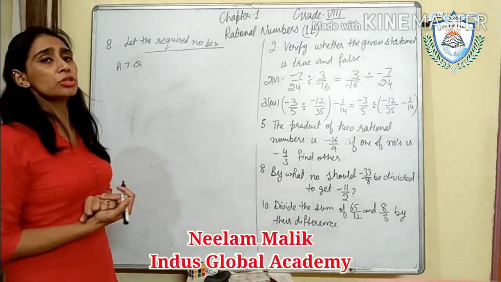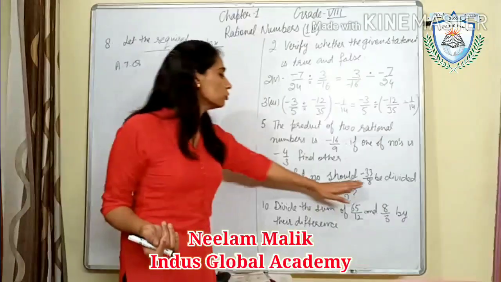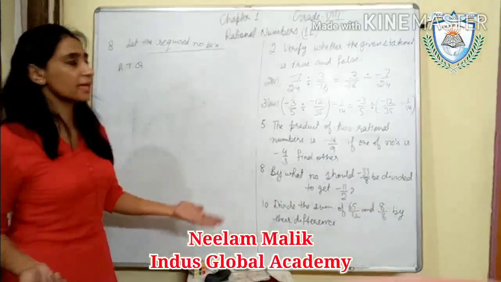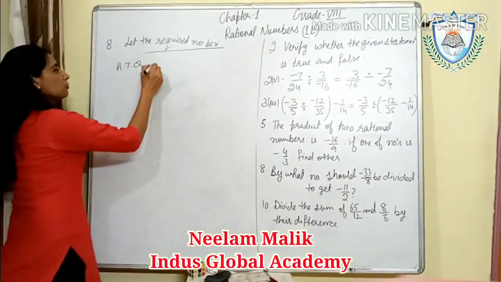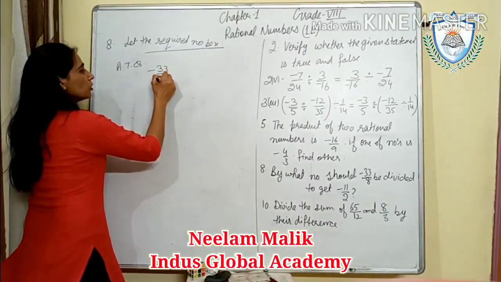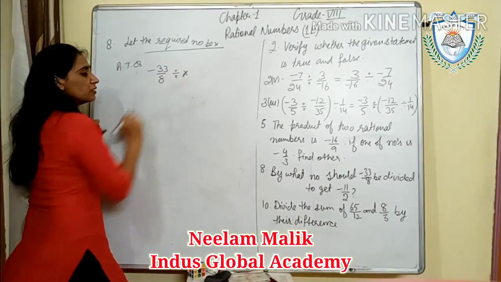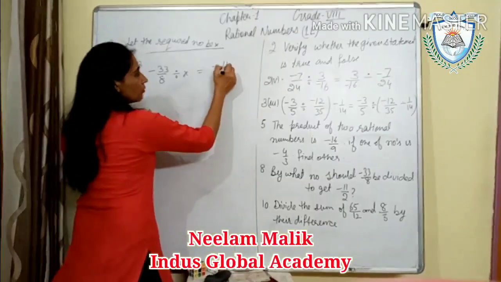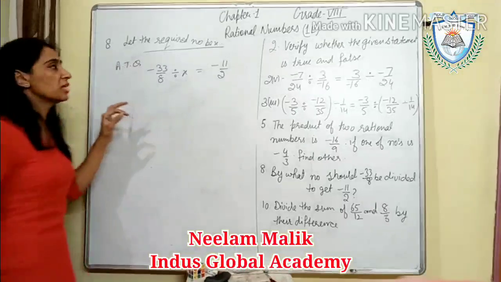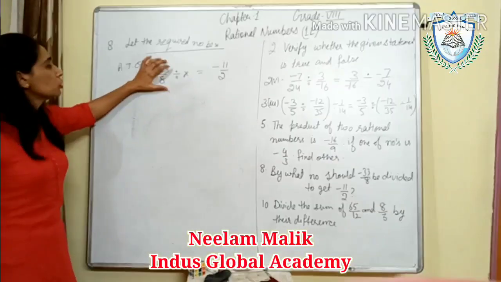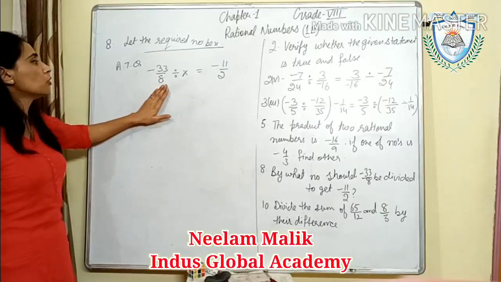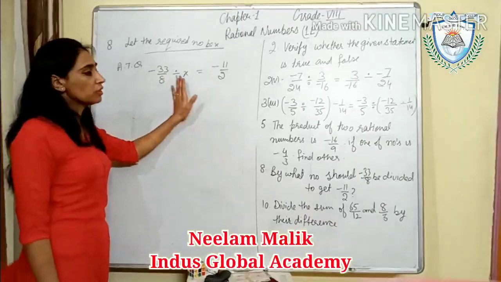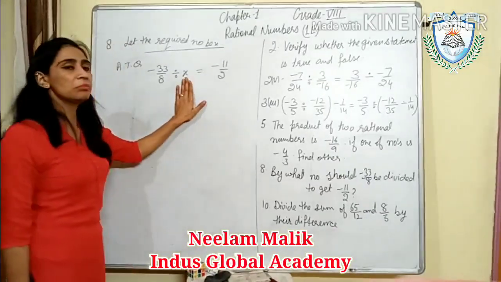ATQ means according to question or according to statement. By what number should minus 33 upon 8 be divided? So we will divide that number by x. Minus 33 upon 8 divided by x, so that we can get minus 11 upon 2. Our statement was by which number we should multiply minus 33 upon 8 so that we can get this. So we will divide this number by x.